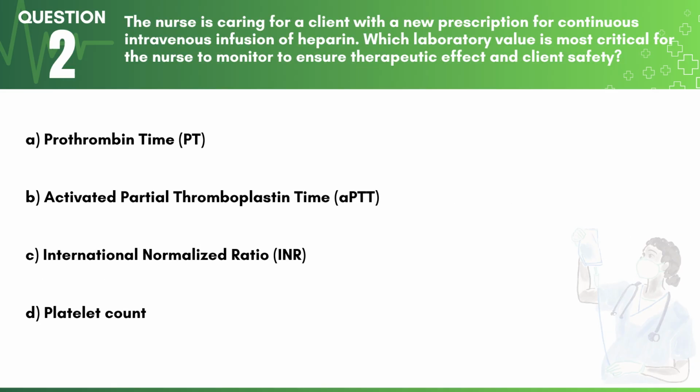Question 2. The nurse is caring for a client with a new prescription for continuous intravenous infusion of heparin. Which laboratory value is most critical for the nurse to monitor to ensure therapeutic effect and client safety? A. Prothrombin time, PT. B. Activated partial thromboplastin time, APTT. C. International Normalized Ratio, INR. D. Platelet count.